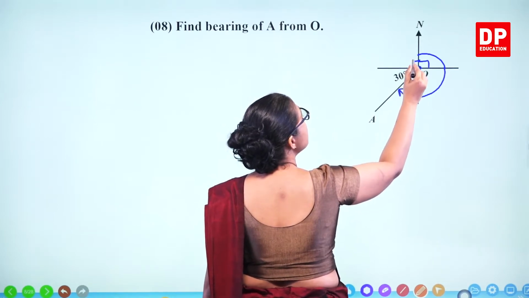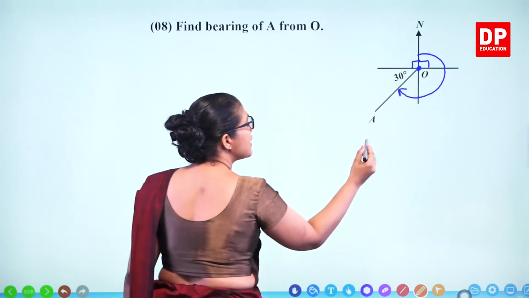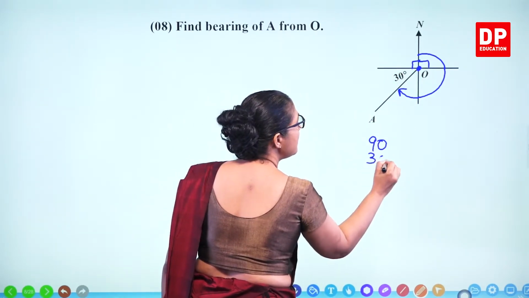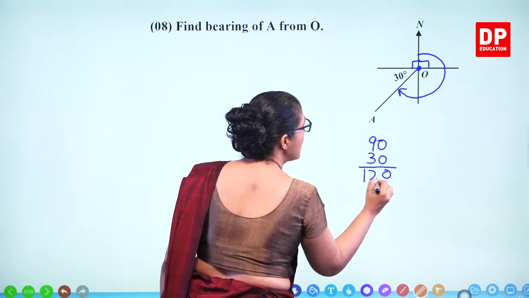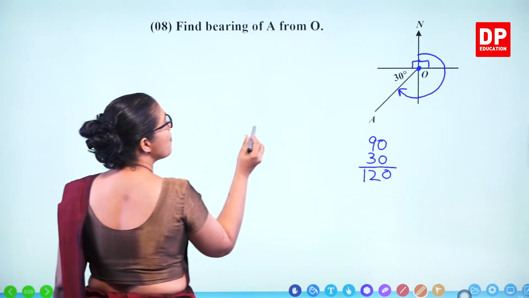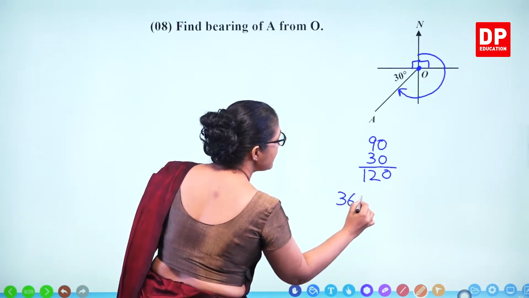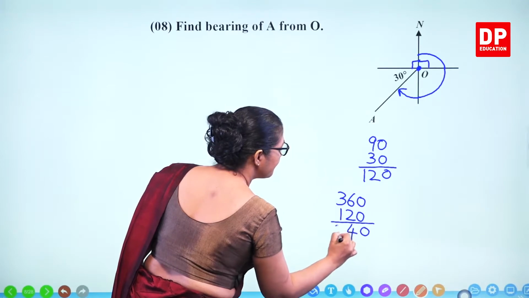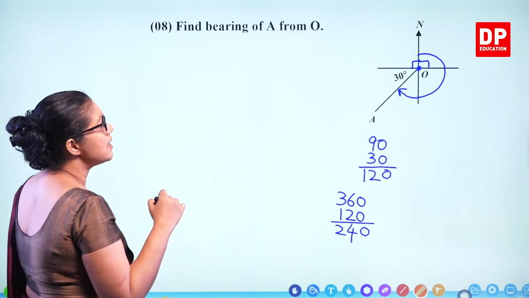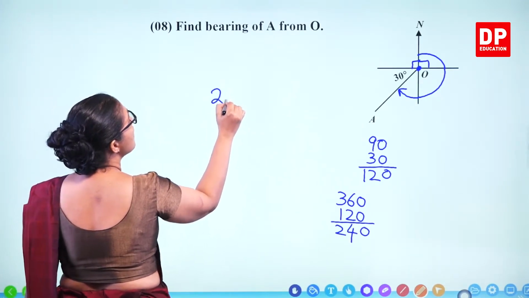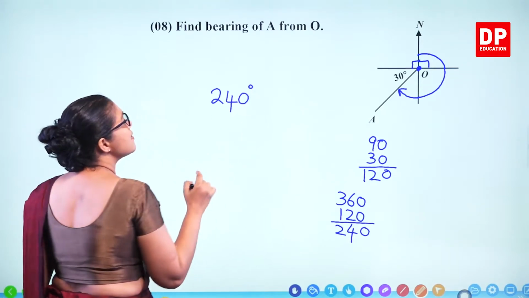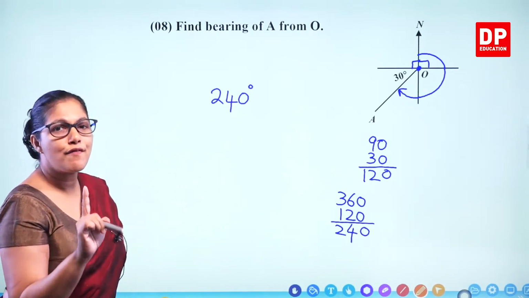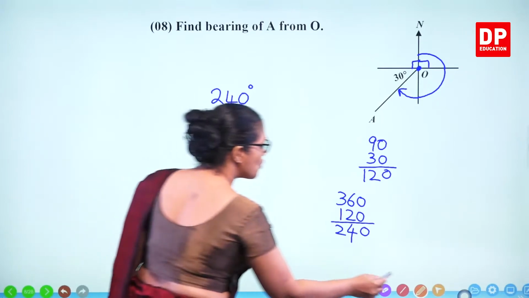This is 30 and this is 90. So what's this angle? 90 plus 30? 120. So when you subtract from 360, what do you get? That's the bearing. So 240 is the bearing. So 240 degrees is the bearing of A from O. So 2 marks.